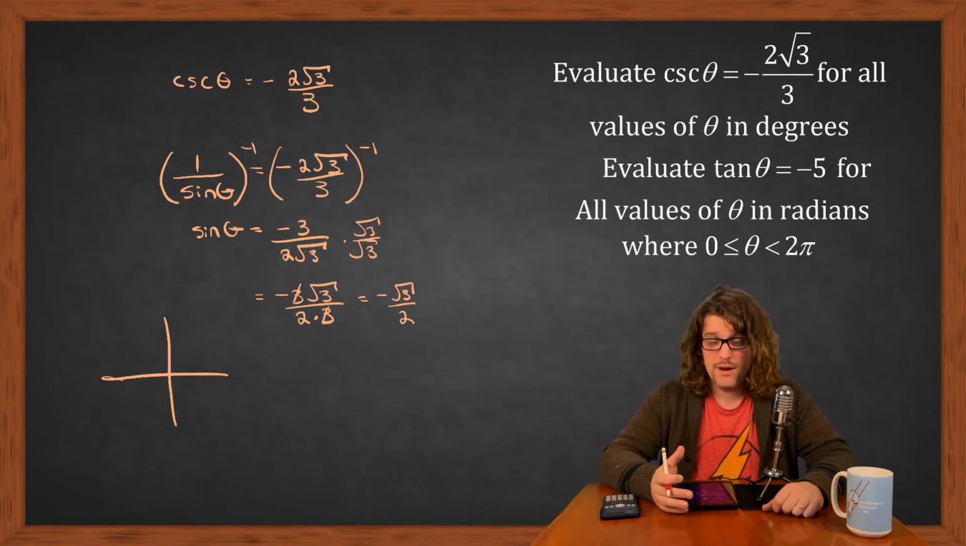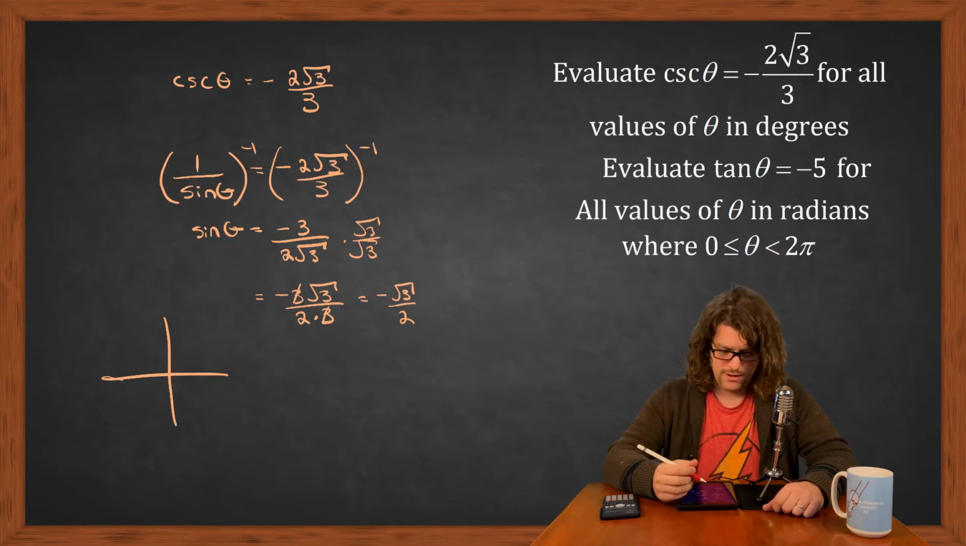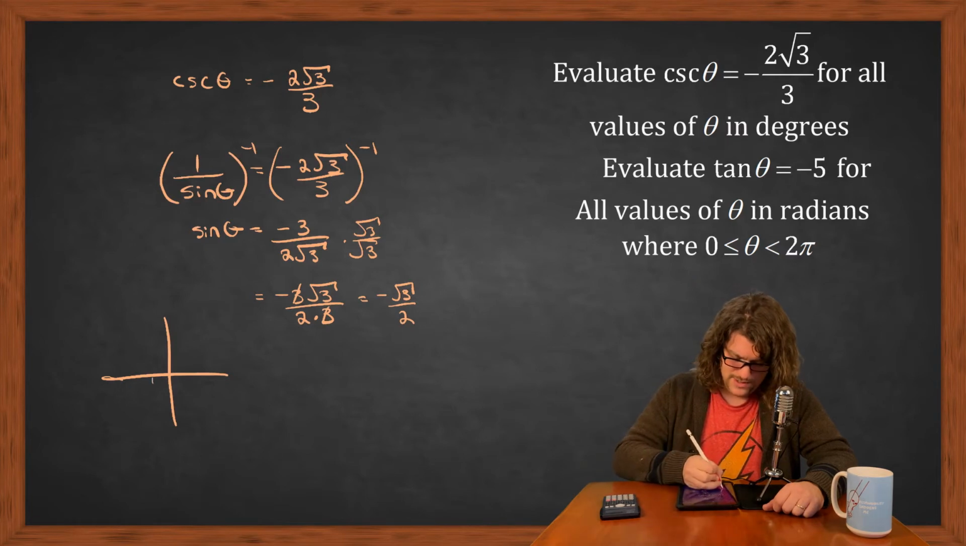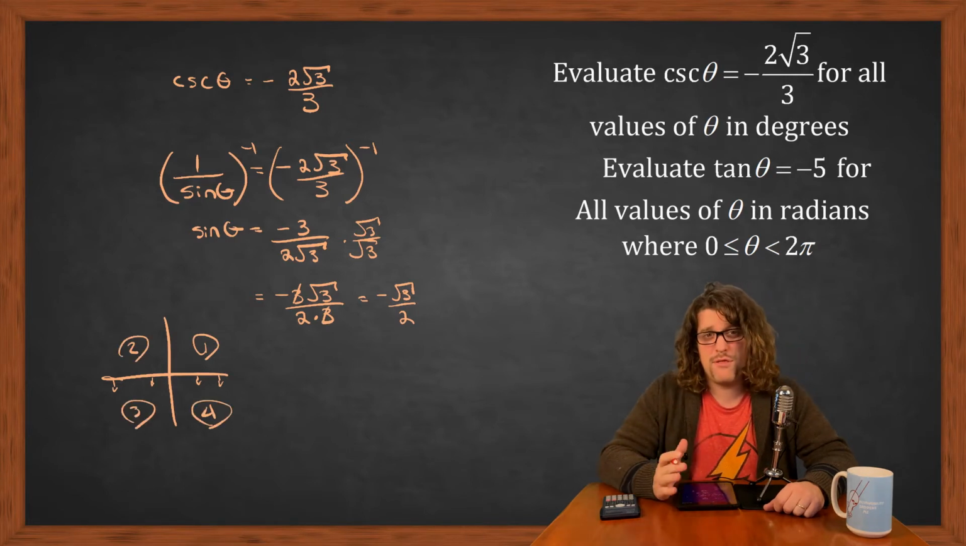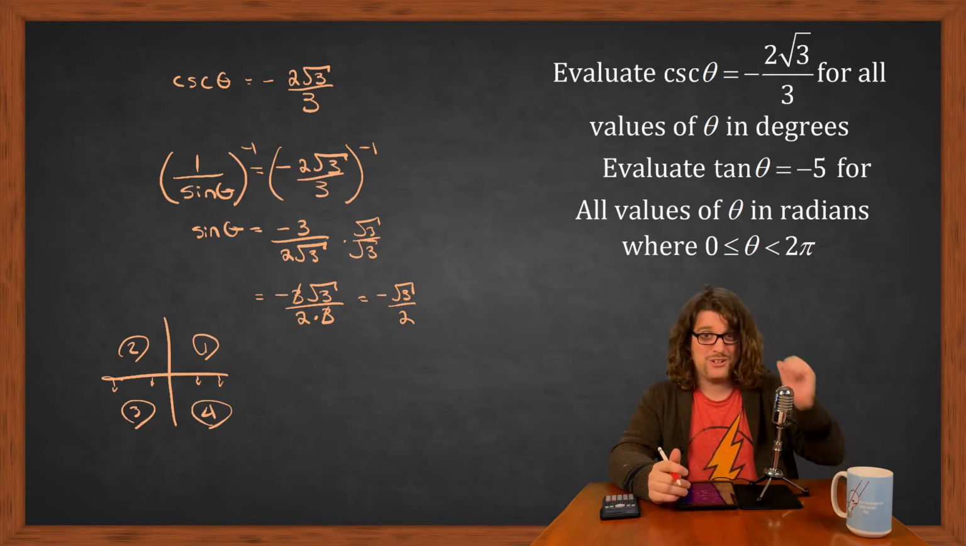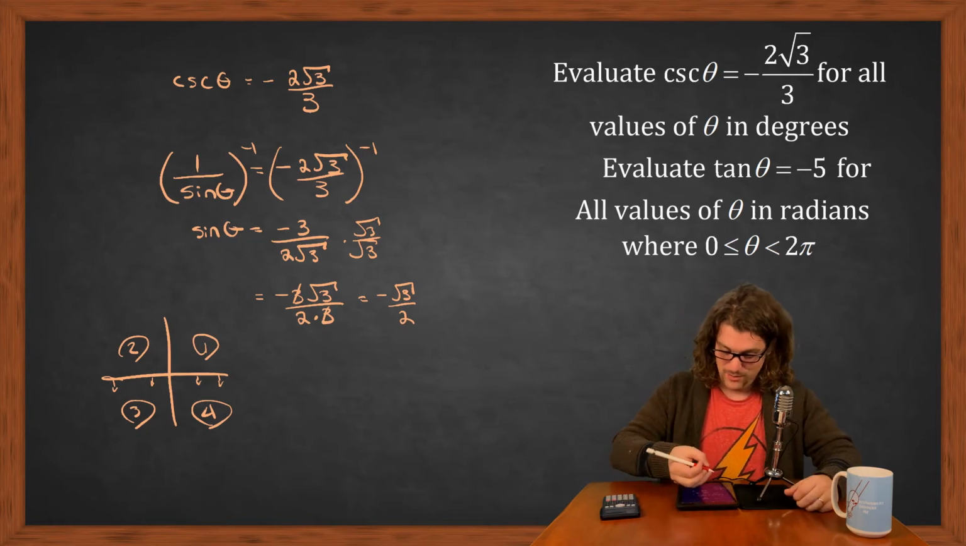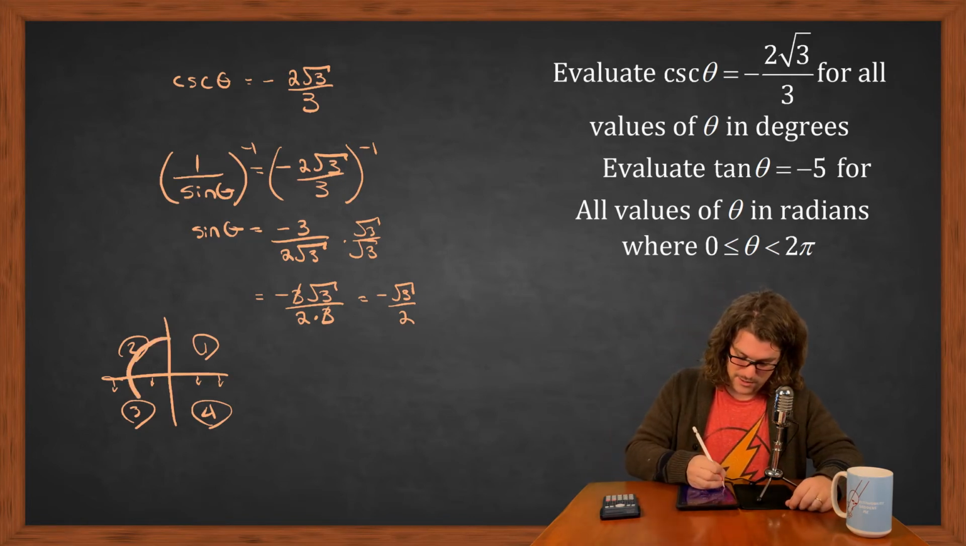So if you have bought into the idea that cosine theta is the x value around the outside of your unit circle, and sine theta is the y value, then we have a negative y value here. Where does that happen? Well, that happens anytime we're below the x-axis. So if we label the quadrants 1, 2, 3, and 4, we're looking at a Q3 or Q4 answer. Actually, if we think about the unit circle and where this would occur, it's going to occur twice.